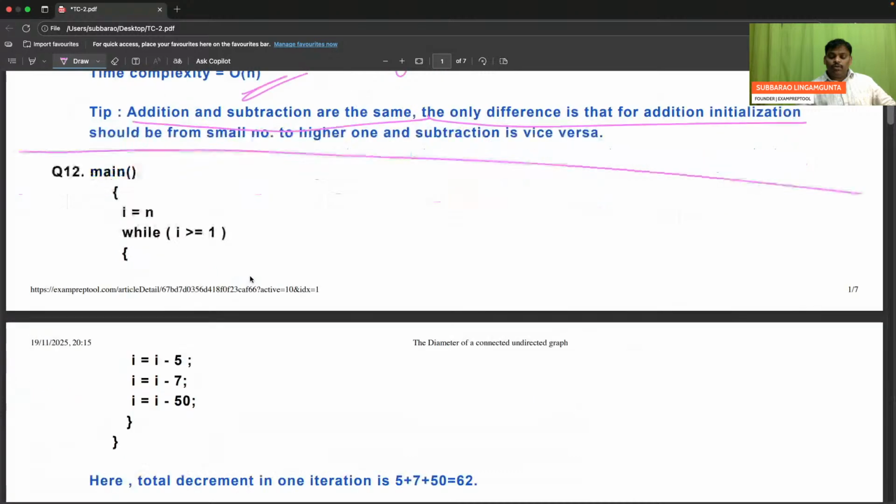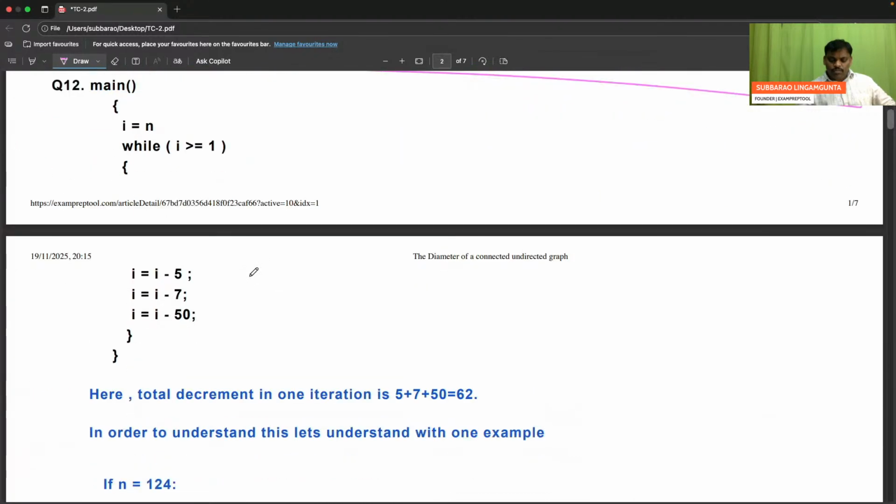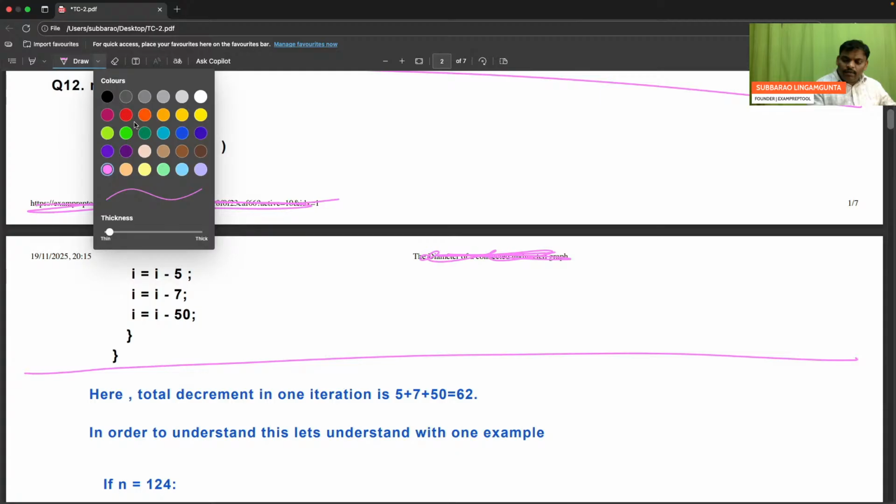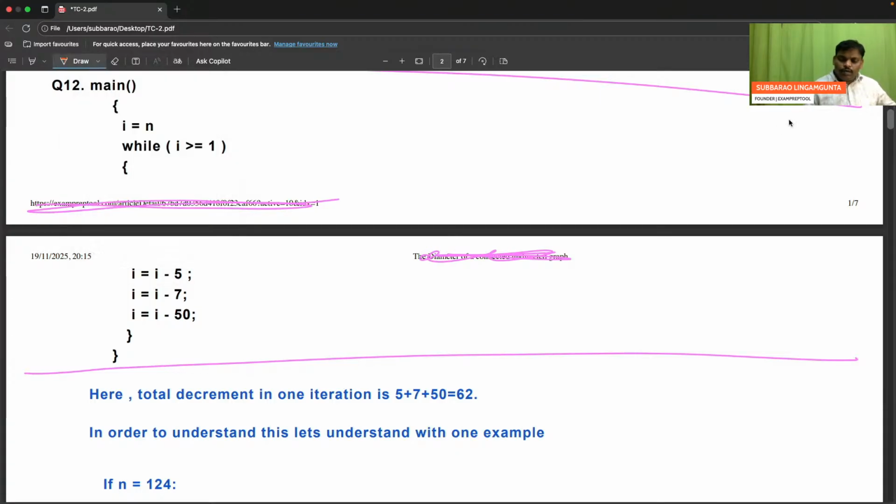What is question number 12? Similar. Can you try question number 12? Please understand. Try to catch this problem, everyone. Question number 12, you may see something interesting.